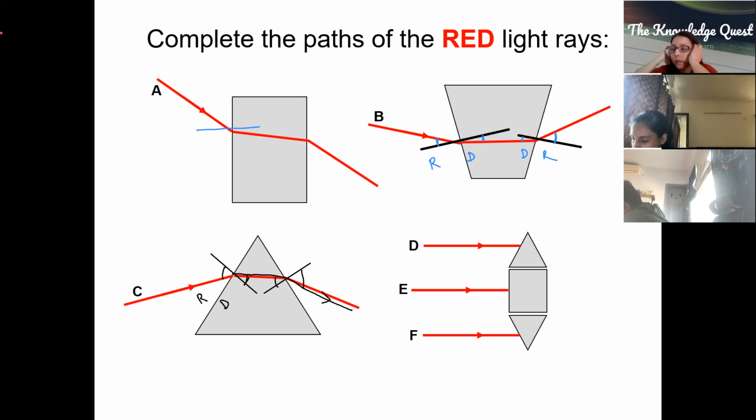Done? For E, the ray is coming right on the normal line, so would there be no refraction? For E, it's right where the normal line is. Absolutely, yes. Then how should it behave? It will just go straight through. Absolutely, very good.